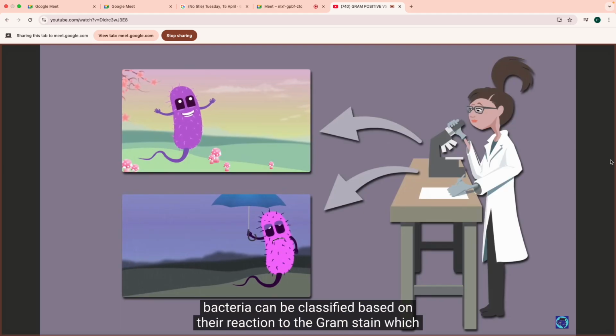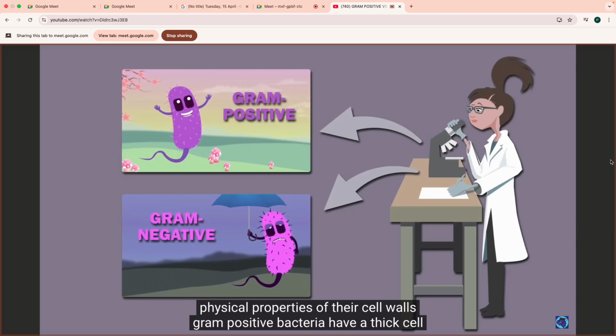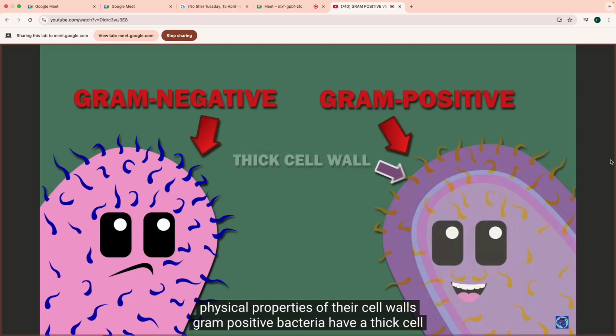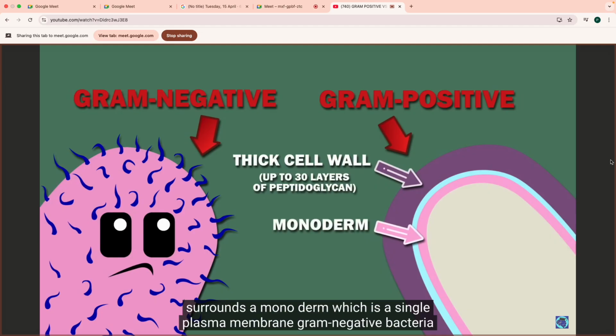Bacteria can be classified based on their reaction to the gram stain, which identifies them as gram positive or gram negative, based on the chemical and physical properties of their cell walls. Gram-positive bacteria have a thick cell wall, which consists of up to around 30 layers of peptidoglycan. This cell wall surrounds a monoderm, which is a single plasma membrane.